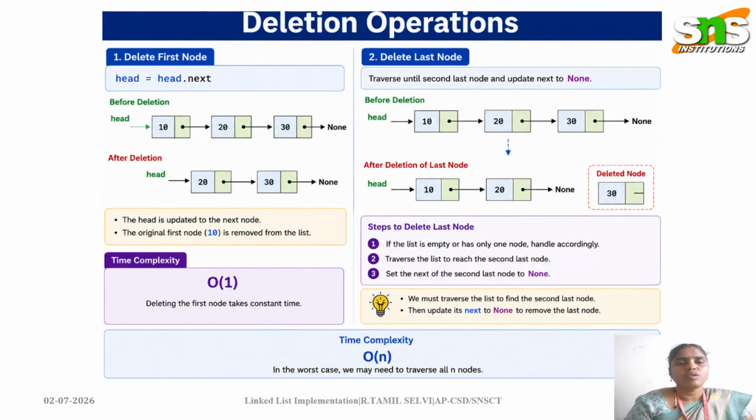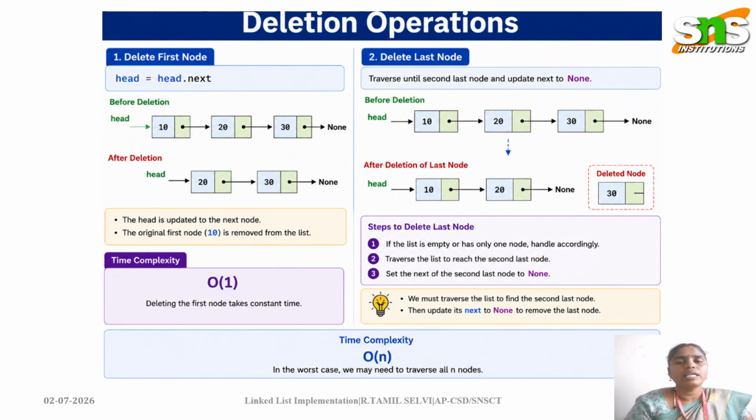Next one, deletion operation. Deletion means we are going to delete an element. In two ways we can delete an element. The first one is deleting the first node, and the second one is deleting the last node. In deleting the first node, the head is updated to the next node, and the original first node, that is the value 10, is removed from the list. So initially we have the elements 10, 20, 30. After deleting, we have the elements 20 and 30 in the list.